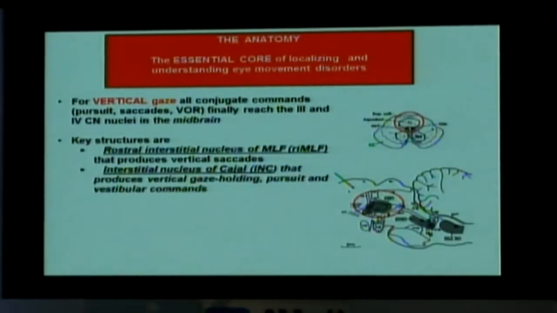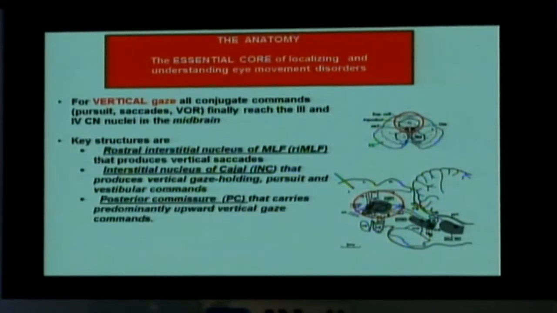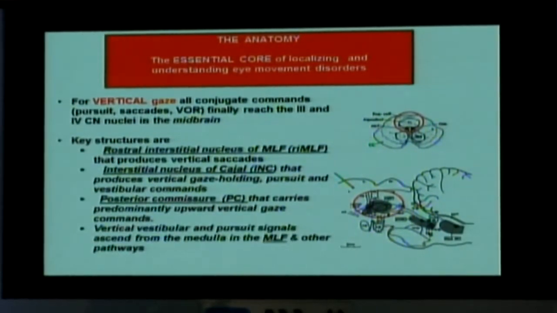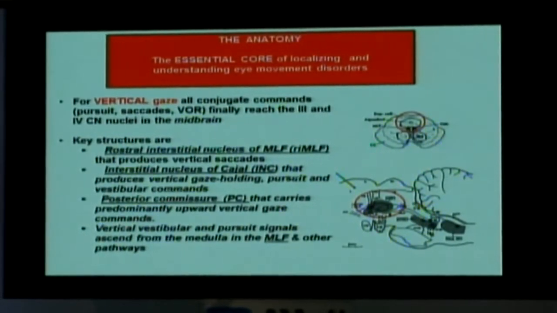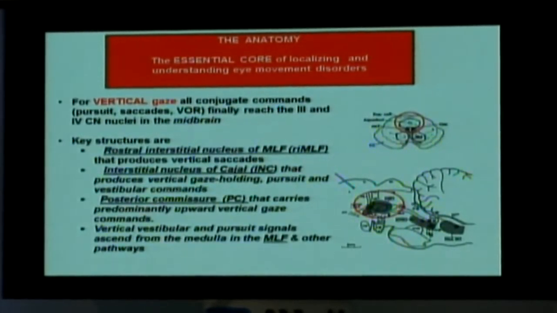We have the interstitial nucleus of Cajal, which is right next door, and this produces gaze-holding commands, pursuit, and vestibular commands. And finally, we have the posterior commissure. It carries predominantly upward vertical gaze commands. So we have these structures in the midbrain which generate all the different conjugate commands for vertical eye movements. Now, the vestibular signals and the pursuit signals have a contribution from the vestibular nuclei, which ascends in the MLF.